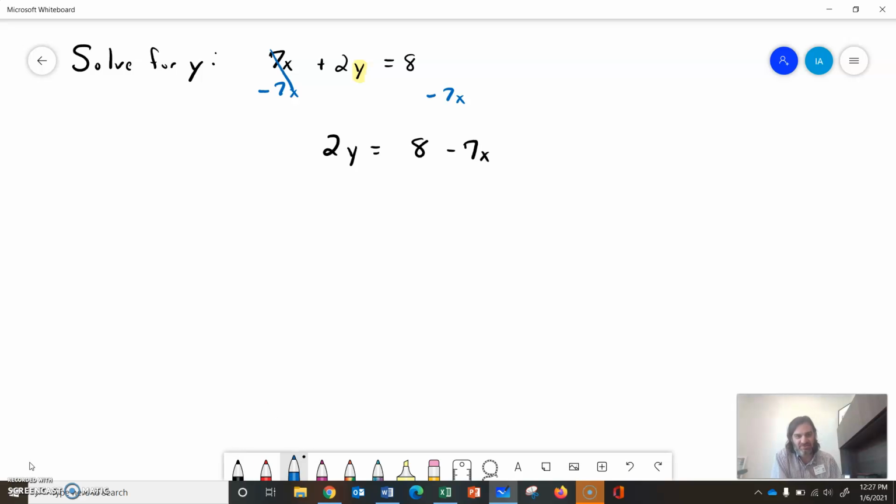But then you want to get y completely by itself, so we'll divide everything by 2, either both sides or every term, however you want to look at it. So that reduces down to y = 4 - (7/2)x. So we did get the y completely by itself.